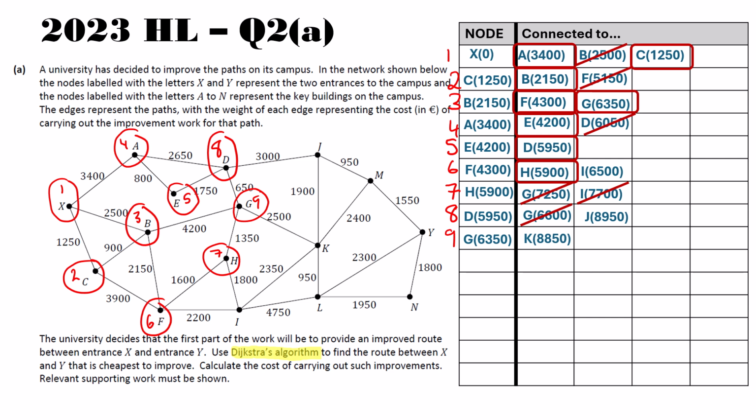From G, I can actually only go to K. And that will be 8,850, and I don't have another K on the board, so that's fine. I now have I, J, and K. The smallest value of those is going to be my I, and that becomes node 10.